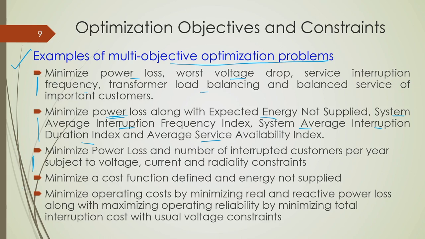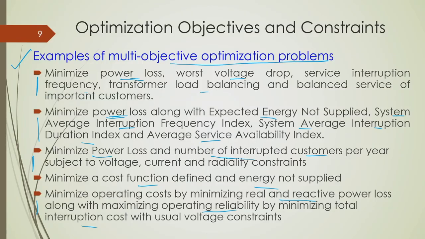Similarly, in another approach, along with power loss minimization, because power loss minimization is a common objective used in most of the approaches, the number of interrupted customers per year, which is also a kind of reliability objective, is considered, and these objectives are minimized simultaneously. Similarly, a cost function and ENS are considered in one paper, and in another paper, along with losses, reliability maximization by minimizing the total interruption cost is considered. That means this approach is similar to optimization of energy loss as well as cost and reliability. These are some of the works, but this is not an exhaustive list.